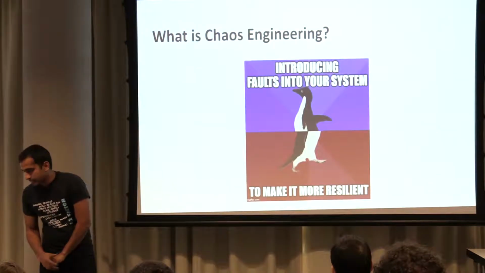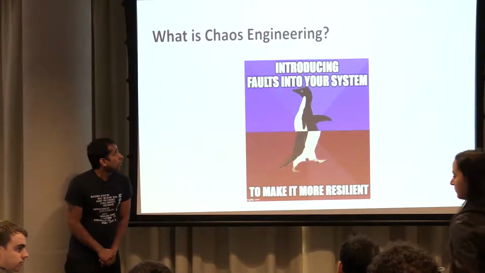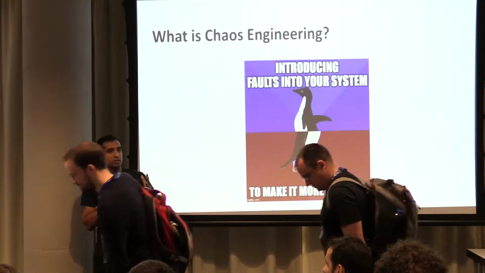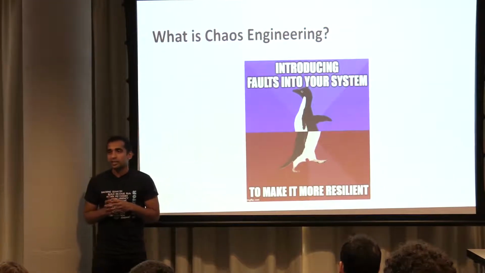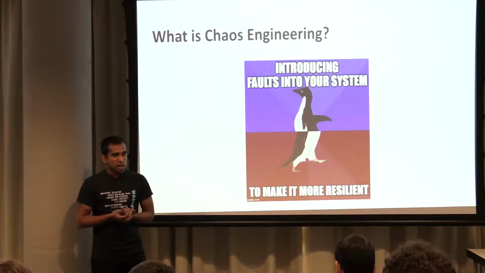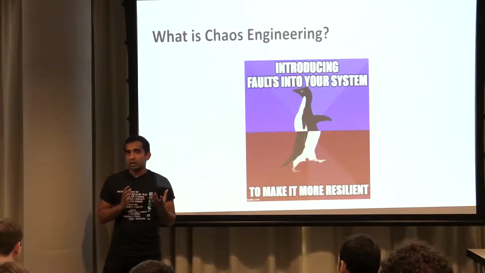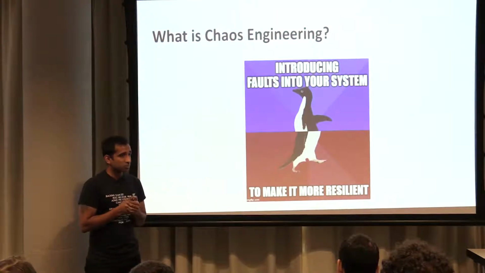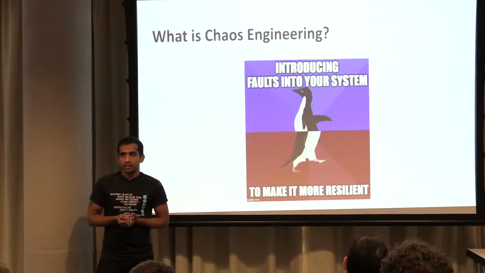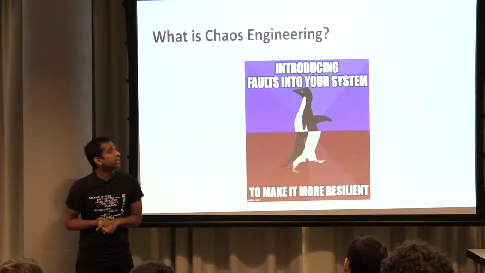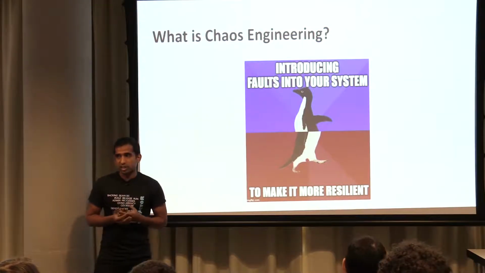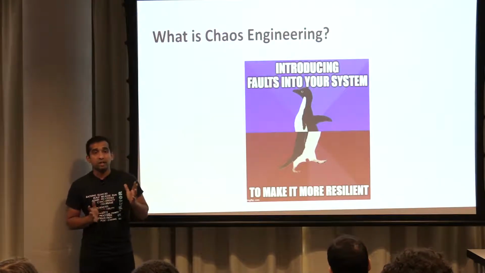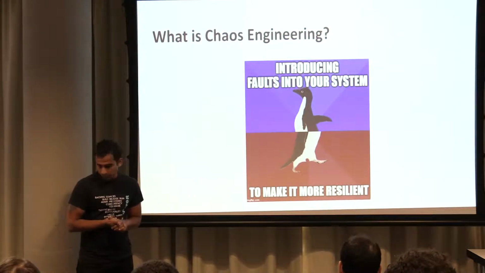And let's get started. What is chaos engineering? Chaos engineering is the process of deliberately introducing faults into your systems, into your infrastructure or your applications, so that you can find the weaknesses within your system to make it more resilient and away from failure. When I say infrastructure, it can be your instances, your load balancers, your availability zones, or even regions.